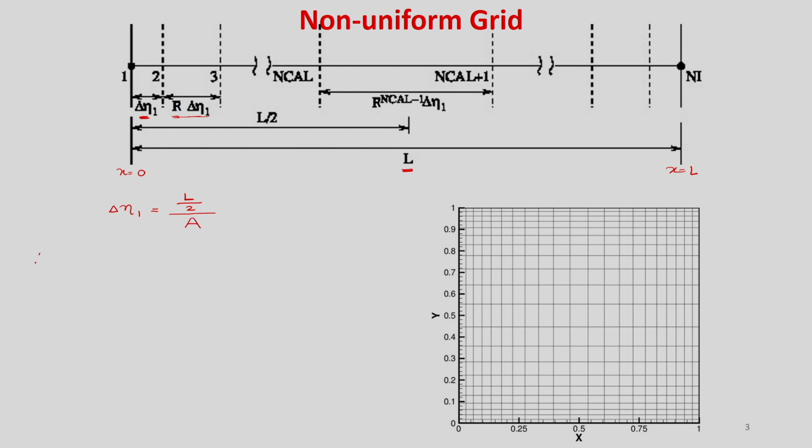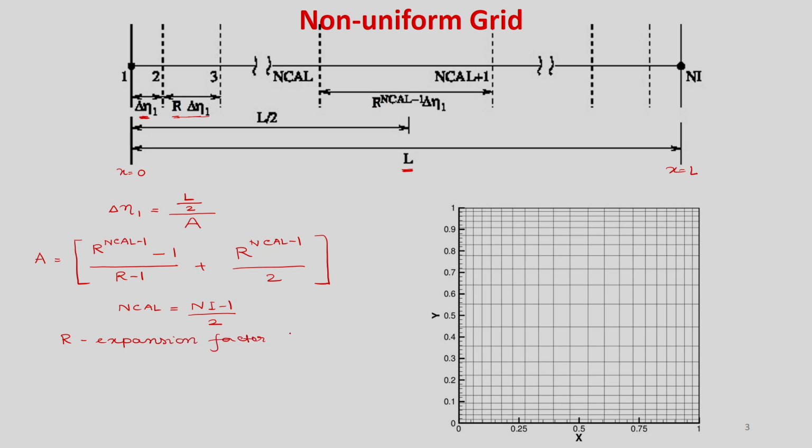And A you can calculate from this relation: A = (r^(NCL - 1) - 1) / (r - 1) + a r^(NCL - 1) / 2, where NCL is equal to (Ni - 1) / 2, and where r is your expansion factor for the grid step length in the x direction.